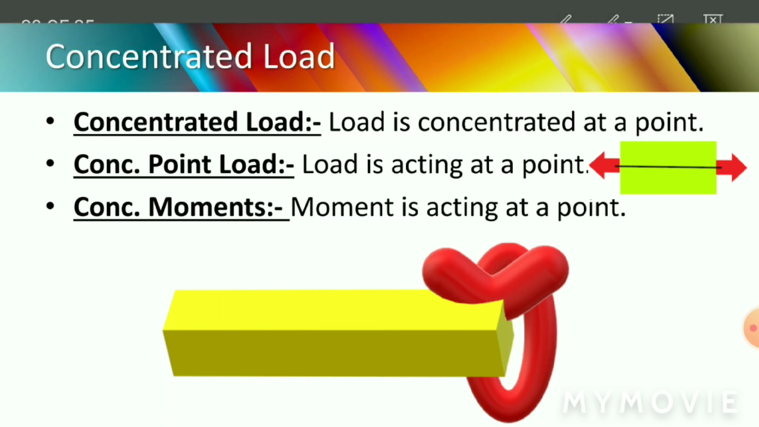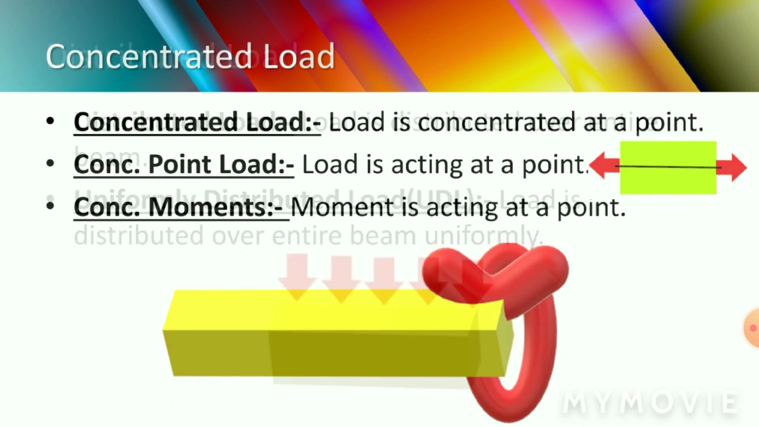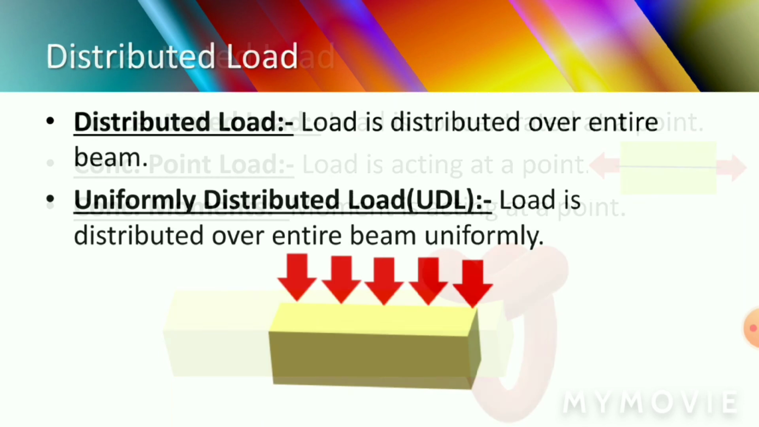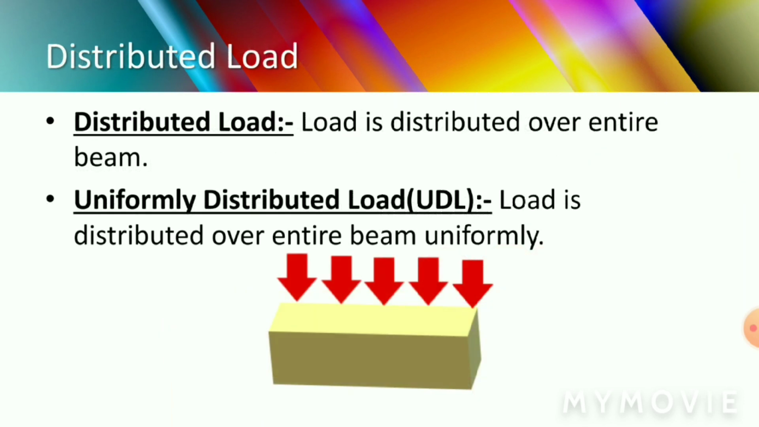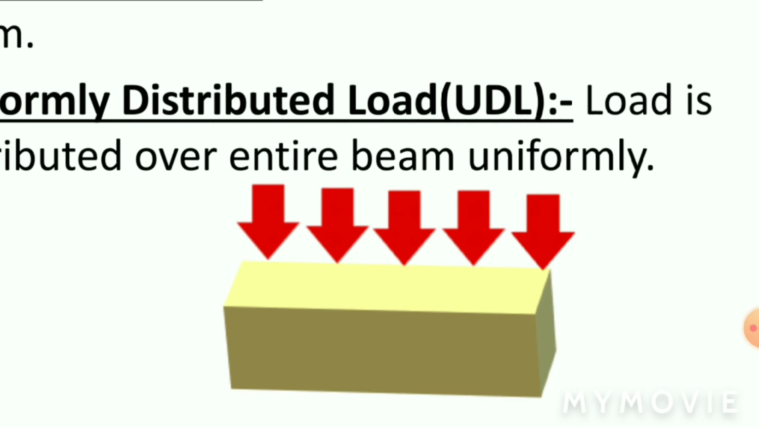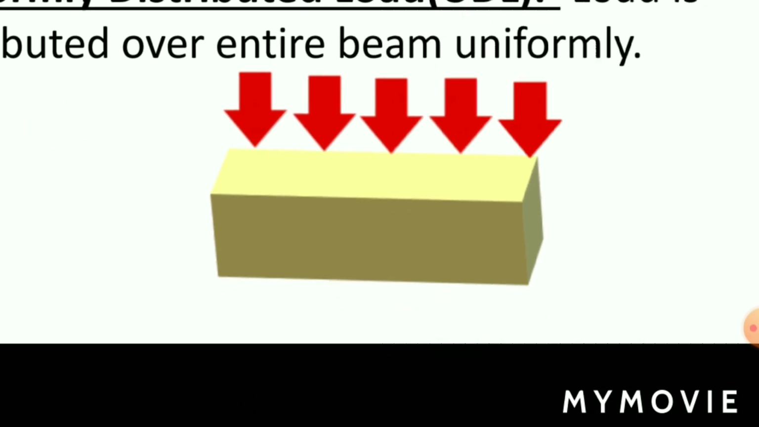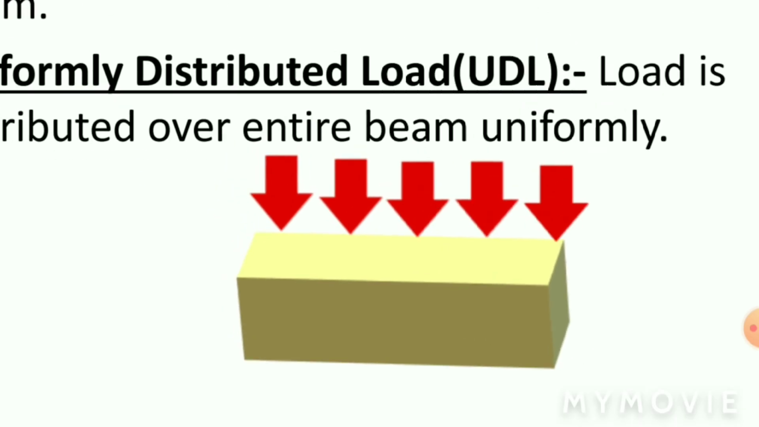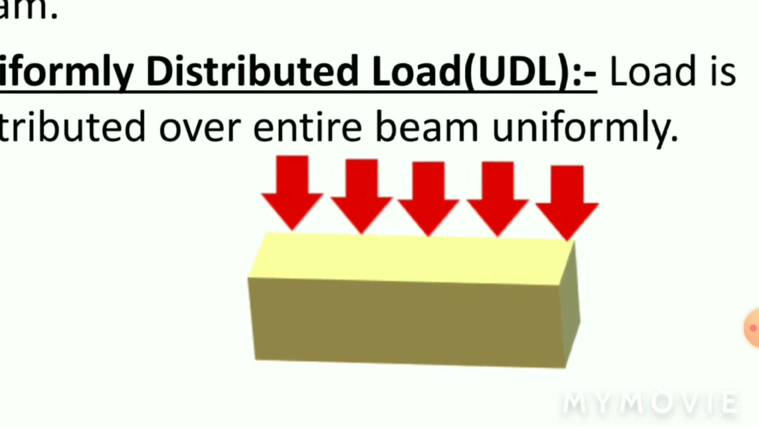Distributed load. If the load is distributed over the entire surface, then the load is said to be distributed load. Here you can see uniformly distributed load, simply we can say UDL. The load is distributed over the entire beam uniformly. For example, here you can see that the load is acting continuously on the yellow color beam. That's why this load is said to be UDL, uniformly distributed load.